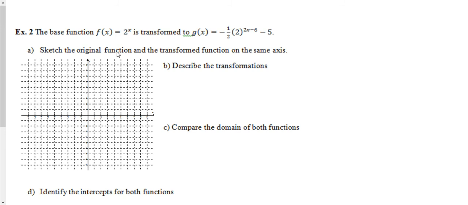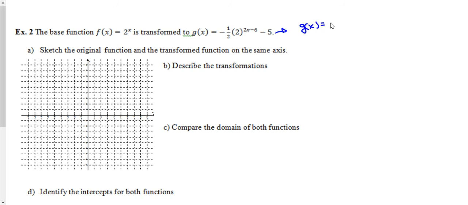In this example, we're asking you: the base function f(x) = 2^x is transformed into this equation here. Let's sketch our transformation. The very first thing I notice before I start sketching is I don't have a b value here, so I'm going to quickly rewrite my g(x) so that I have a b value.